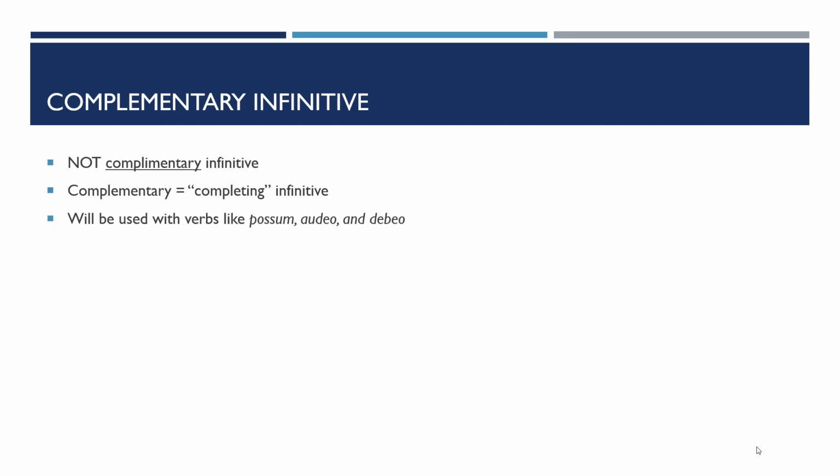So, it will be used with verbs like possum, audeo, which is this chapter's, and debeo. Now, a verb like possum means to be able. You can't just say, I can, in a sentence, unless there's something else implied. Like if someone says, can you go to the store? You can say, I can, but the implied meaning is, I can go to the store. There is a complementary infinitive there. Audeo means to dare. You have to be able to dare to do something. You can't just say, he dares. He dares to do what?